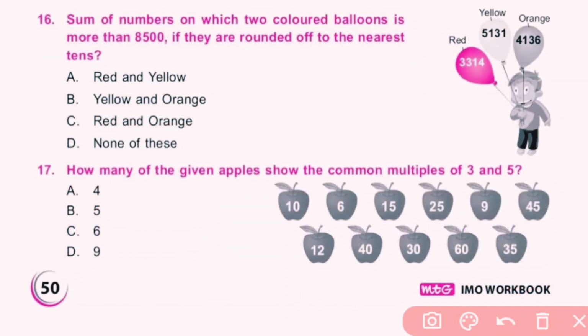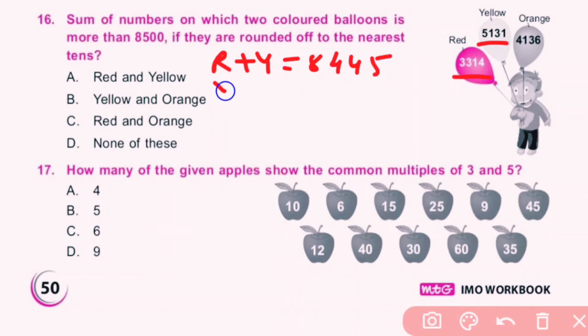Question number 16. The sum of numbers on which two colored balloons is more than 8500 if they are rounded off to the nearest 10. The sum of the number of red and yellow balloons is equal to 8445.